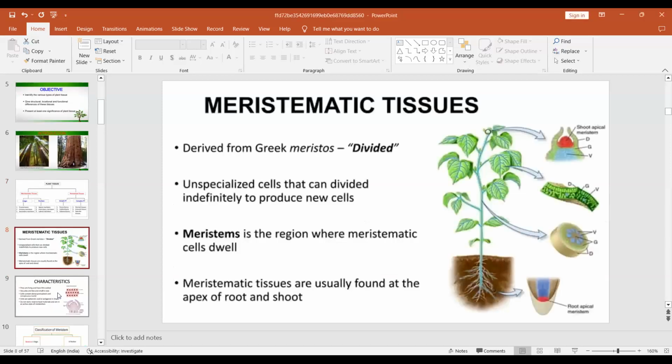Here are some important points regarding meristematic tissues. The term meristem was coined by Nageli. In a previous year's question, they asked once: the term meristem was coined by whom?